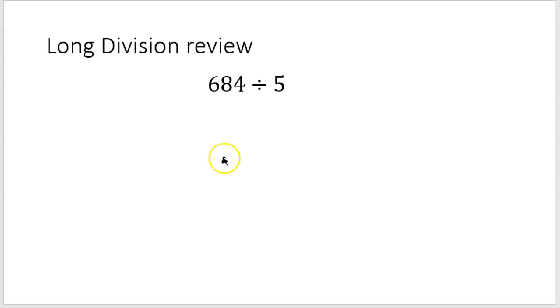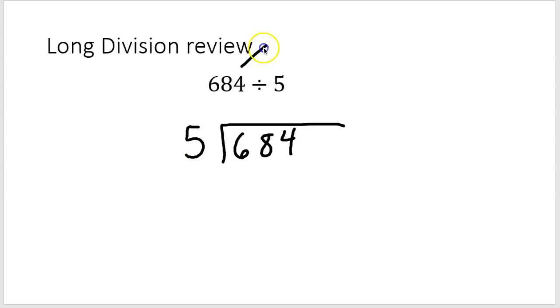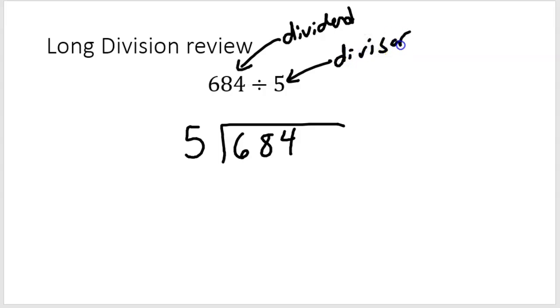So first of all, you've got to set it up, right? The 684 goes underneath of the bracket, and the 5 goes out here. We call this number here the dividend because it's the one that's being divided, and we call this one the divisor because that's the one that's doing the division.